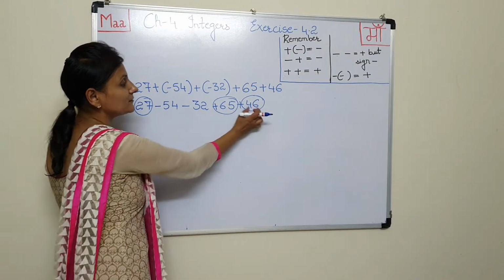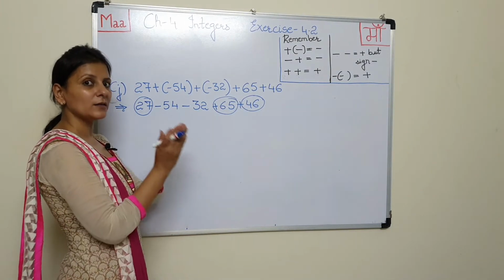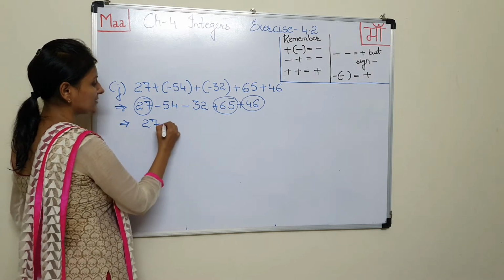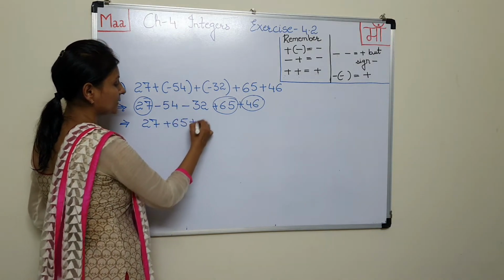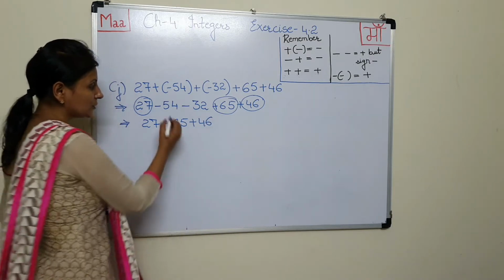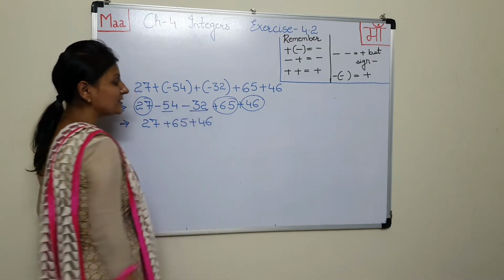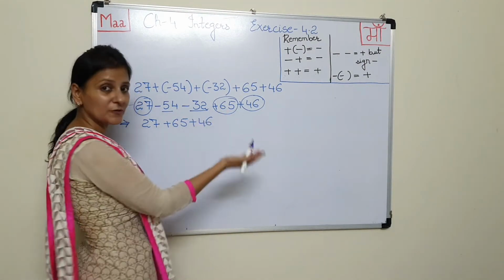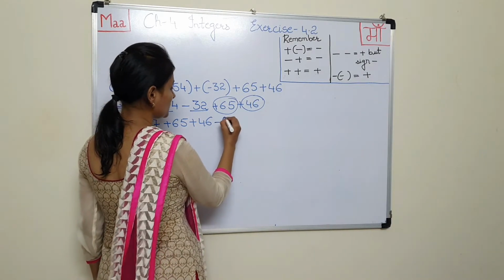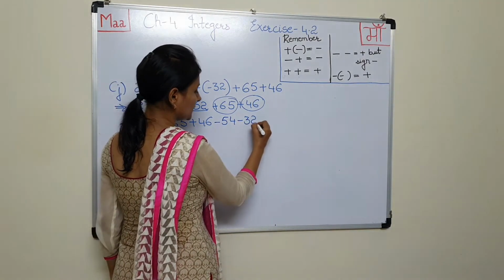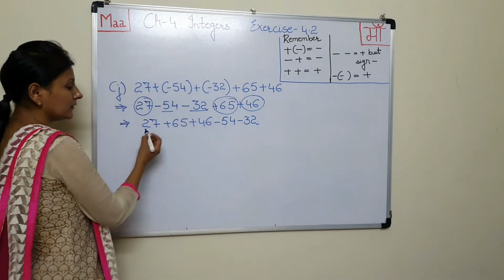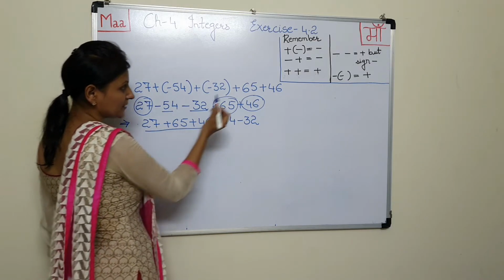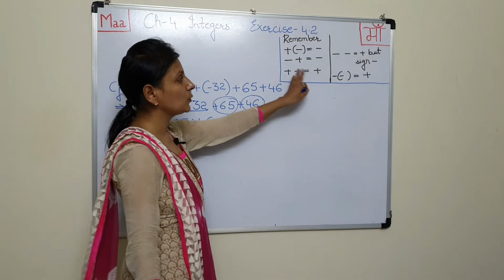So firstly we will take these three integers together which are having the common positive sign. So take these integers together, 27 plus 65 plus 46. Now these two minus signs, minus 54 and minus 32, will be written together after the positive integers. Now we have to add these three integers because it is plus plus plus. So as many plus are there, you have to add only.